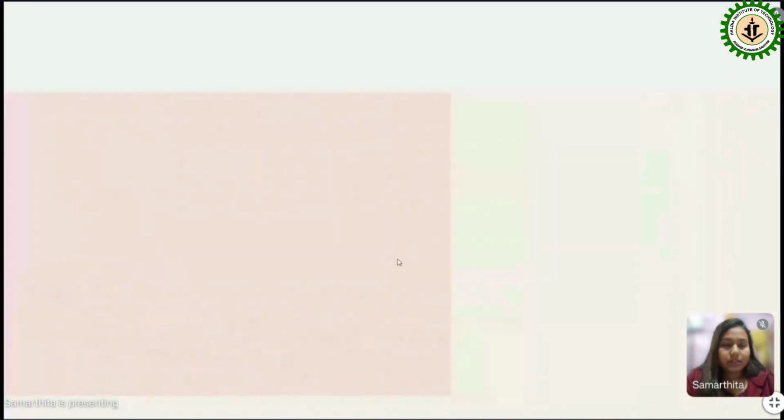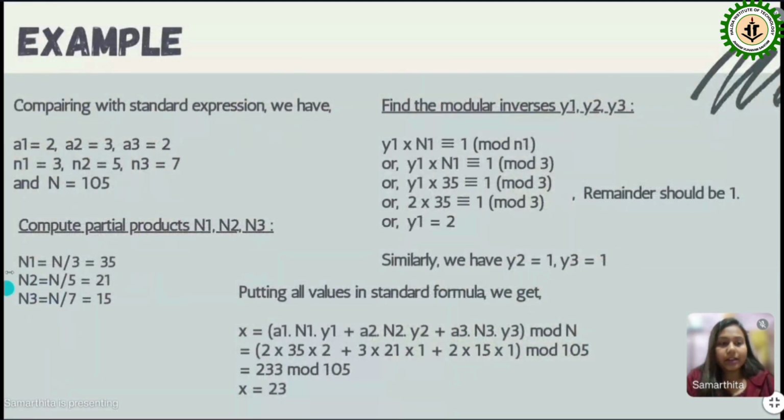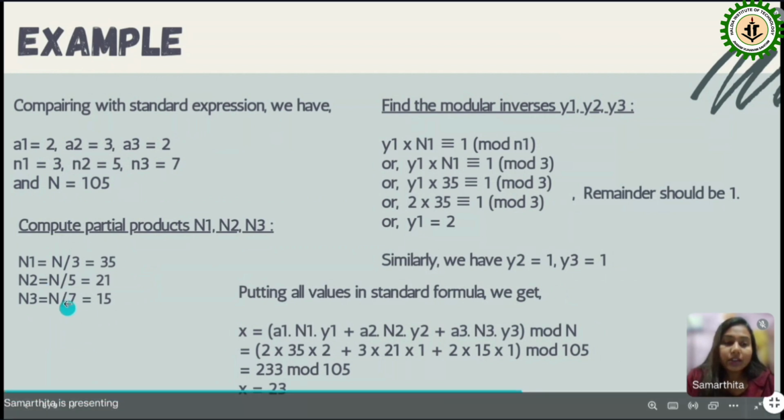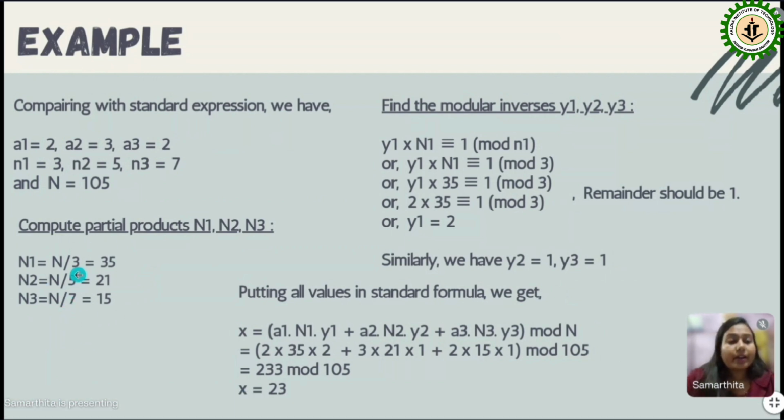Now see, we have just calculated this. Capital N1 equals capital N by 3, that is Ni, this is N1, for I value 1, 2, 3, that is N1, N2, N3. Similarly we get the values: capital N by 3, that is 35, N by 5 equals 21, and the final is N by 7, means 105 by 7, that is 15. Okay. And the next step is we will be finding the modular inverses, that is yi.